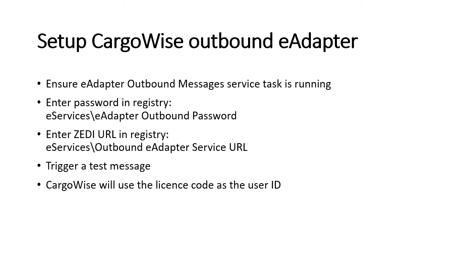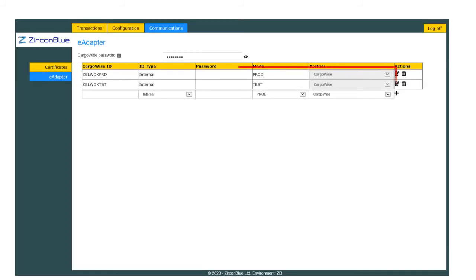CargoWise will always use the 9-character license code as the user ID to log on to the ZEDI eAdapter. ZEDI will validate that ID by comparing it to the list of valid license codes you set up in the eAdapter section. If the user ID is not recognised, then the file will be rejected and it will appear in CargoWise as a transmission error or something similar.